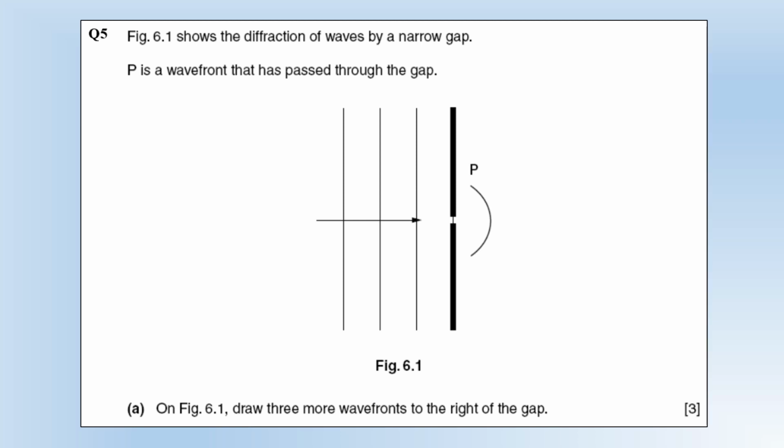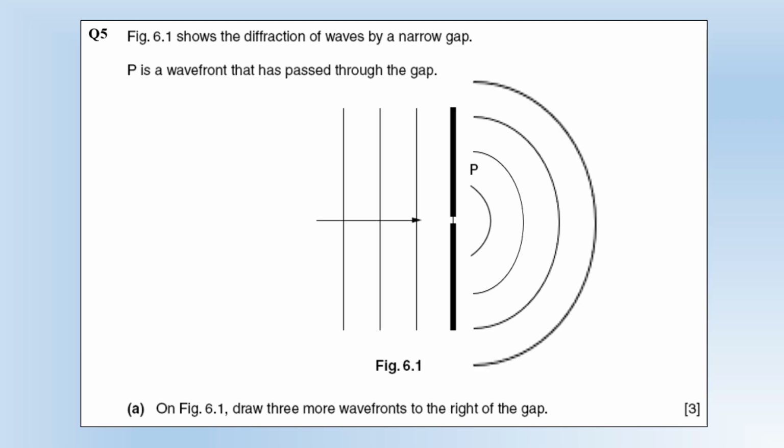So the diagram shows diffraction of waves by a narrow gap. P is a wavefront that has passed through the gap. Draw 3 more wavefronts to the right of the gap. So what we're looking for here is we get these semicircular wavefronts and that the wavelength is not affected by diffraction. So the distance between wavefronts should stay the same.